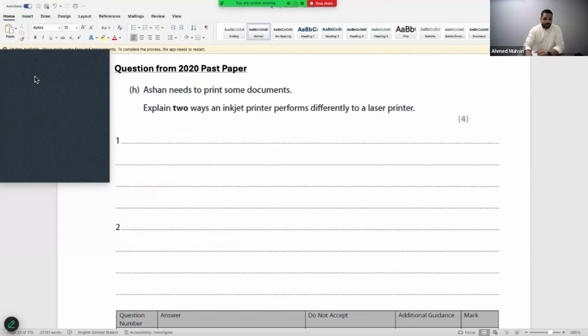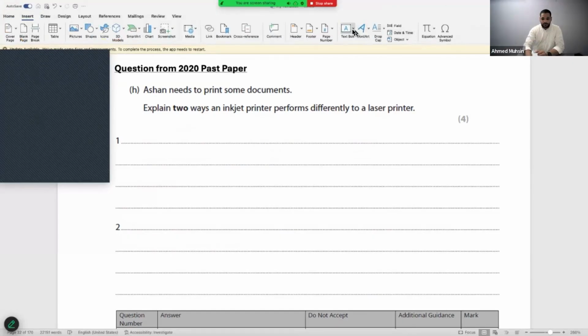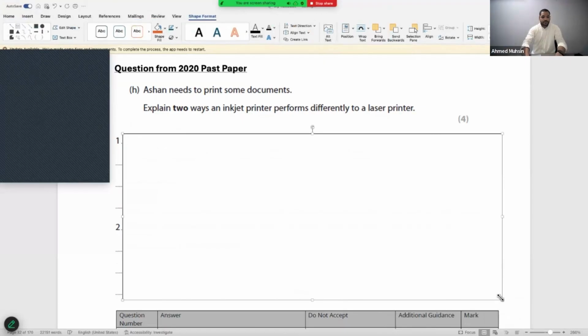So let's get started now. Let's draw our text box over here. Can you all tell me one way it's different? Faster. Which one is faster? Laser. Shall I note that down? Faster by what? Can I say something like this? A laser printer will produce more printouts per minute than an inkjet printer. You can say something like that.